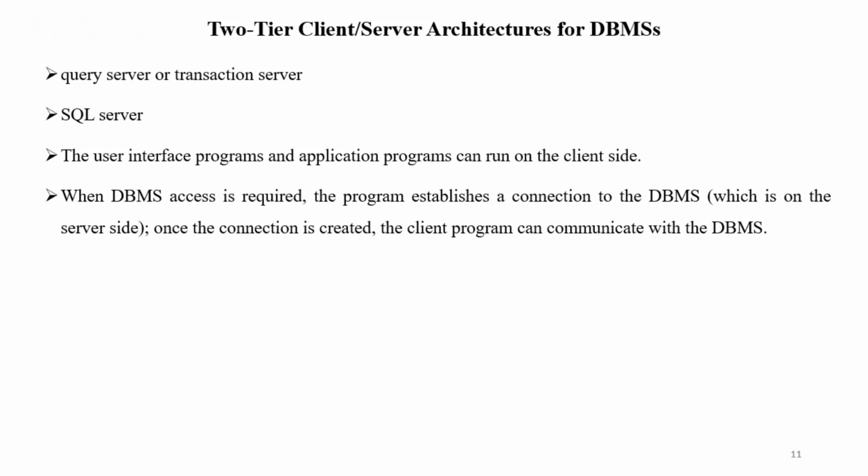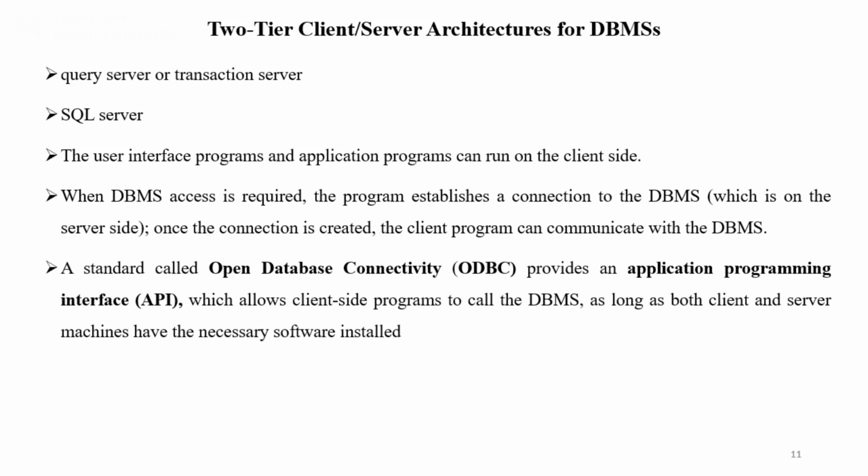When DBMS access is required, the program establishes a connection to the DBMS on the server side. Once the connection is created, the client program can communicate with the DBMS through a standard connection, which we call open database connectivity, or ODBC in short form, which provides an application programming interface. Through this interface the data is communicated between the client and server, which allows client side programs to call the DBMS as long as both the client and the server machine have the necessary software installed.